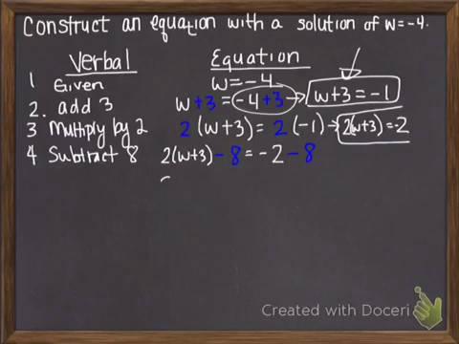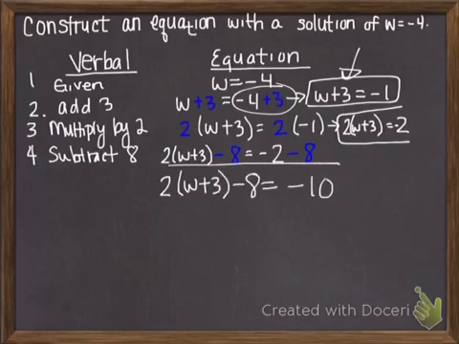So here's going to be my final equation. The left side is going to be 2 times the quantity w plus 3 minus 8, and on the right side, I'm going to combine like terms and get equals -10. So we have 2 times the quantity w plus 3 minus 8 equals -10. Now, on the next page, I'm going to show you 2 different ways to solve this, showing how we're going to get a solution of w equals -4.